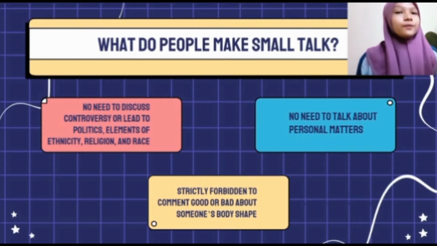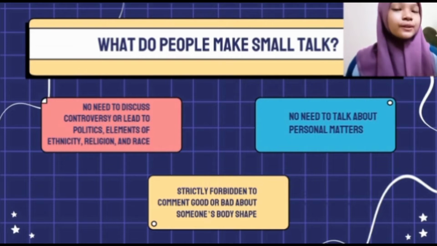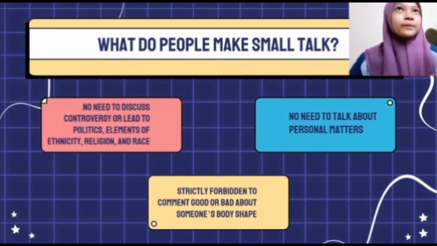For the third, there is no need to discuss personal matters, because basically we don't know whether the person we talk to about private matters will be able to keep a secret or not. So for small talk, we can talk about anything else, such as work, entertainment, vacation, and other topics. But for small talk in the office, we can talk about the new furniture, company events, work assignments, and other topics.